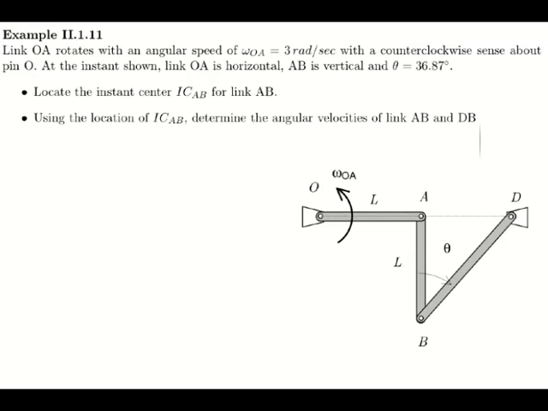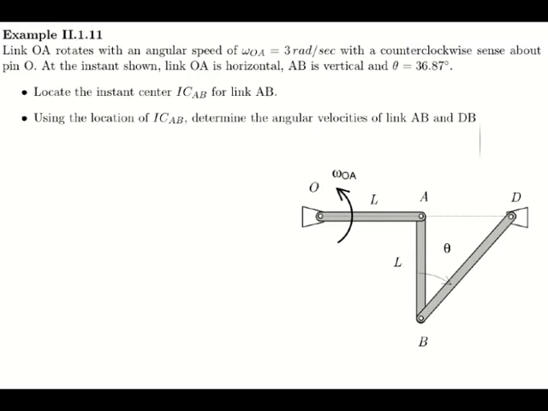In this example, we return to an example we've looked at before of this mechanism made up of links OA, AB, and BD. What we're asked to find here is that knowing the angular speed of link OA, we're asked to use the instant center approach to find the instant center for AB and then find the angular velocities for links AB and DB.